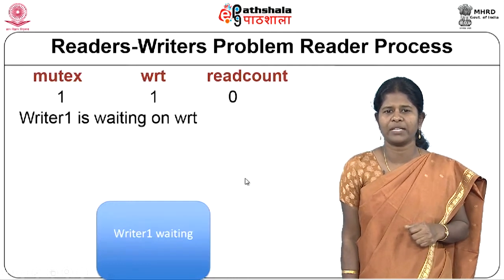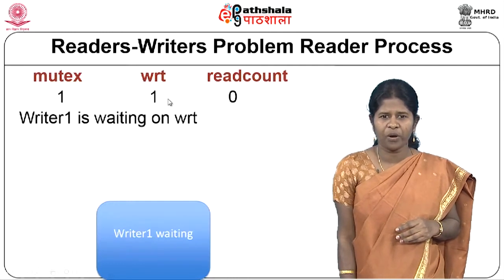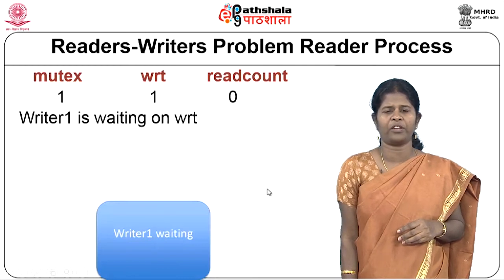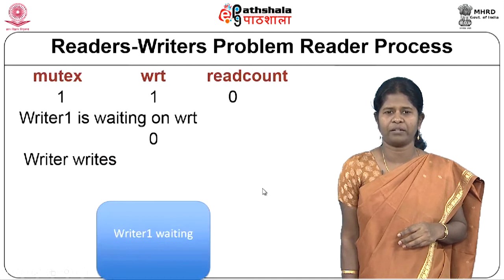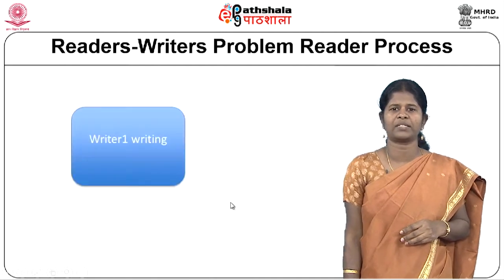Now, writer 1 is waiting on WRT. So, now it can decrement the value of WRT and make it 0, and the writer can write. So, writer 1 is now writing.